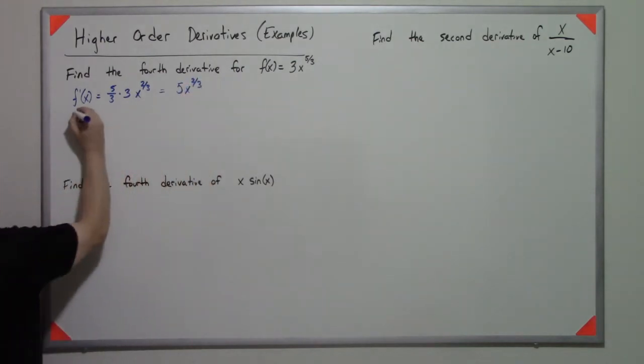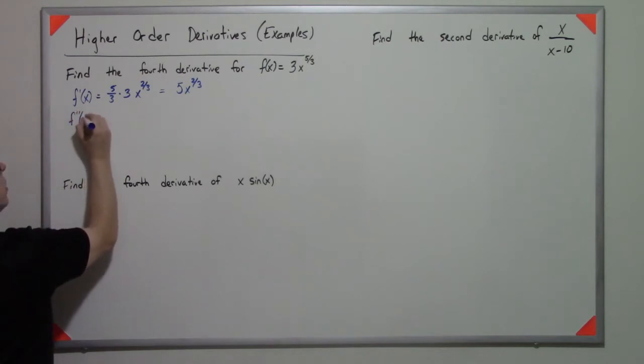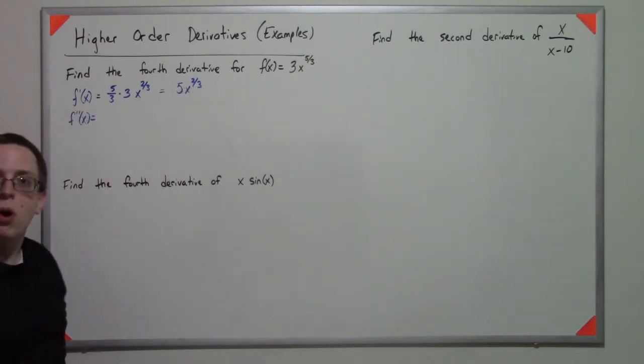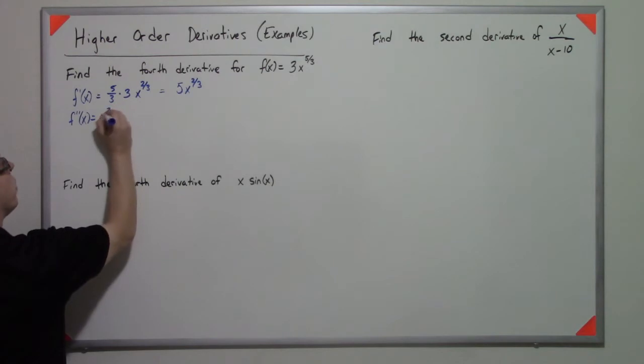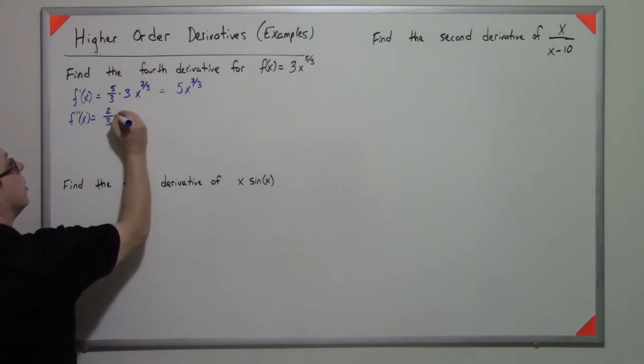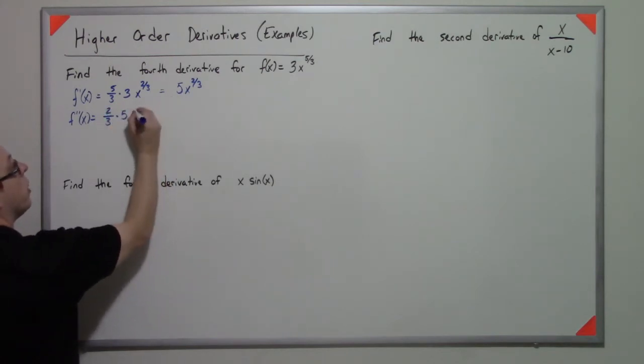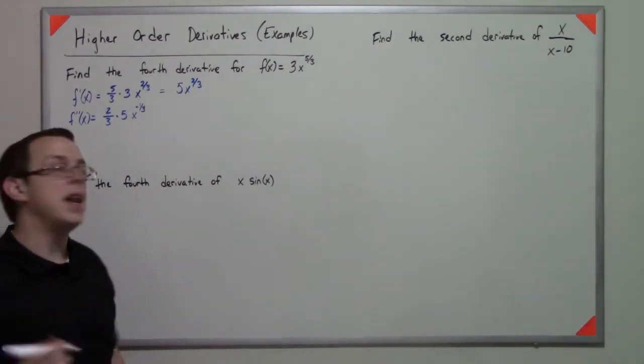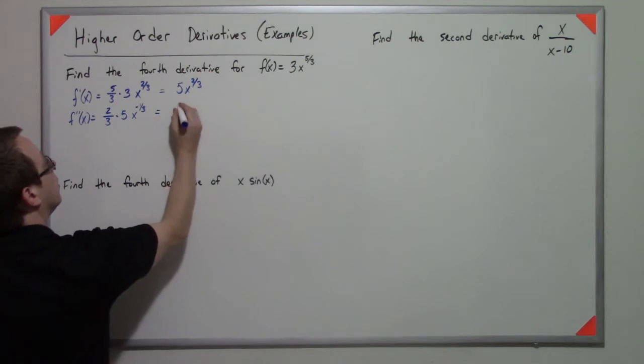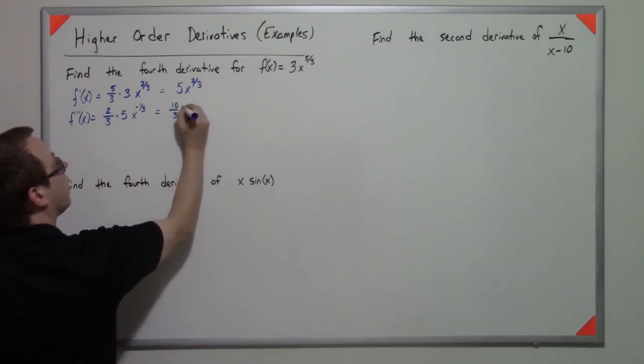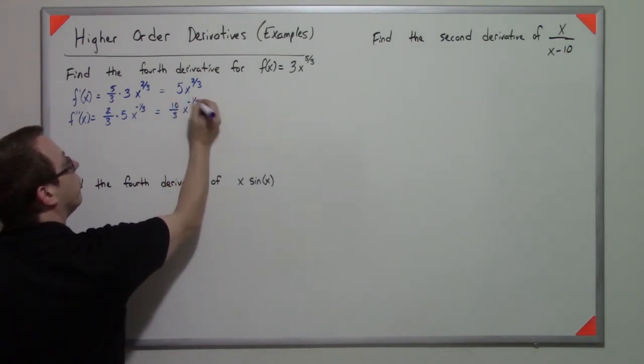Our second derivative, we do the same process. We bring down the power to the front, we multiply by the coefficient in front, but we subtract again. 2/3 minus 1 is -1/3. So this leaves us with 10/3 x to the -1/3.